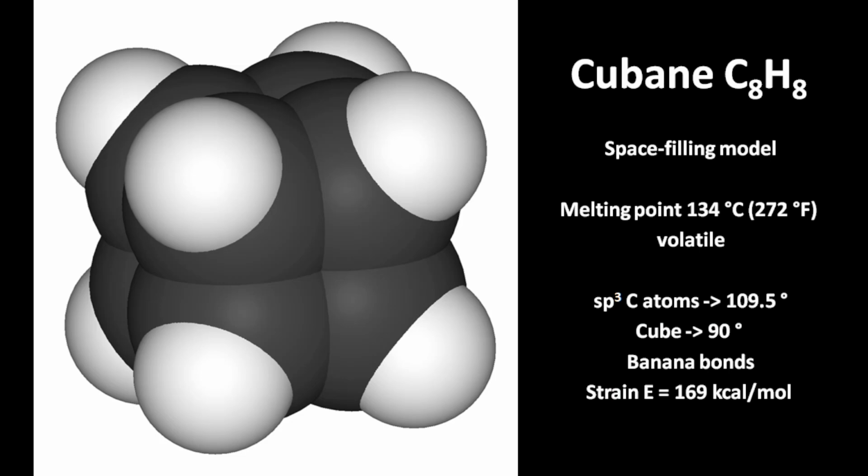The carbon atoms are sp3 hybridized. They usually have a bond angle of 109.5 degrees. That is different from the 90 degree angle in a cube. The maximum electron density of the carbon-carbon bonds is not along the edges but above.